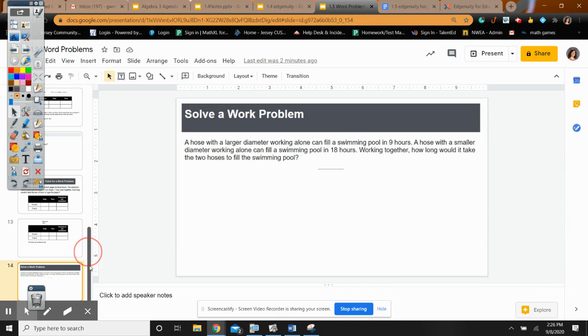Okay, you might have some questions on these word problems. Make sure you ask them. They're not easy for everyone. If we have to do more practice, we will.